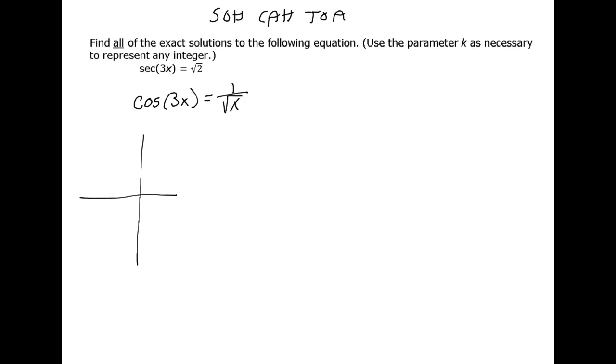So we need to solve the secant of 3x equals the square root of 2. This is the same equation as the cosine of 3x equals 1 over the square root of 2. I prefer to work with cosine, so that's what I'll use. So we're using SOHCAHTOA. We need all the angles whose cosine is 1 over the square root of 2.